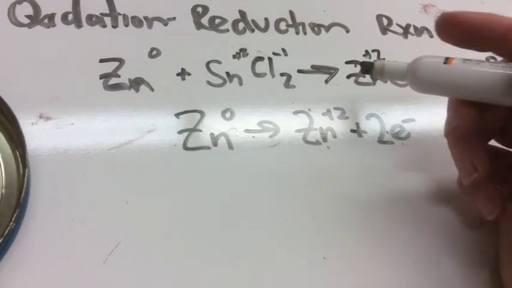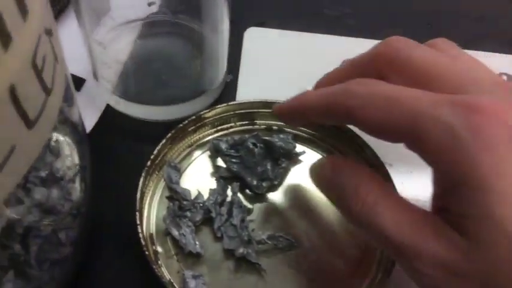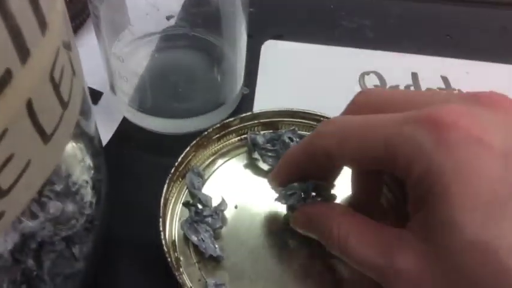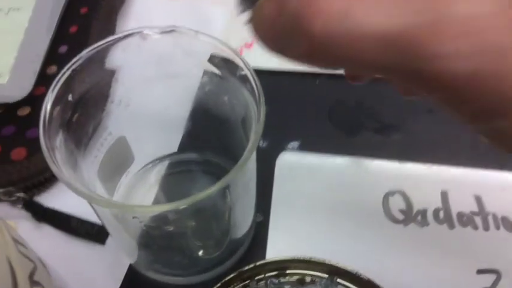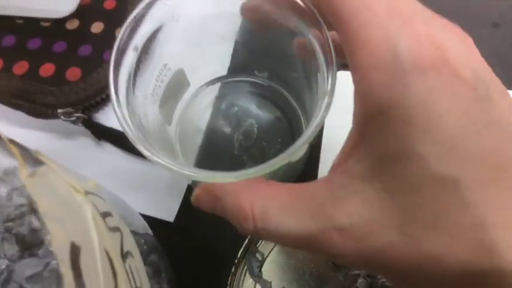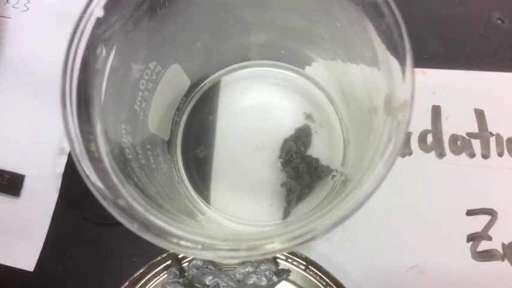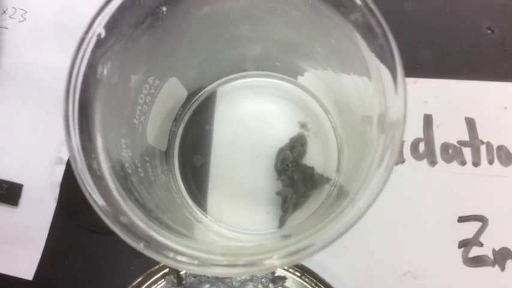You ready to watch some electrons shoot out? Here we go. We're going to take our zinc and we're going to get a smaller one so it's under the solution, and we're going to put it into our tin. Bam! And look at that. Wow. That's amazing. Camera effects.